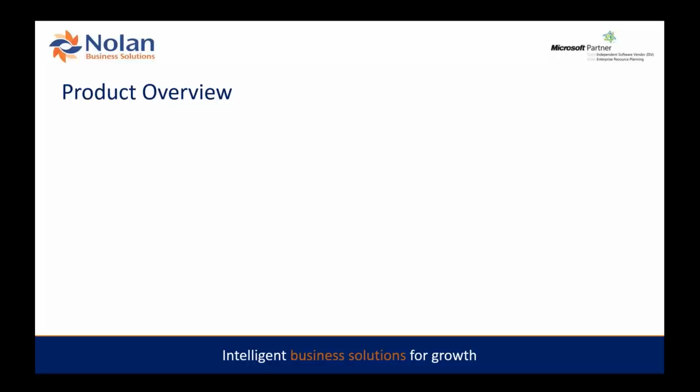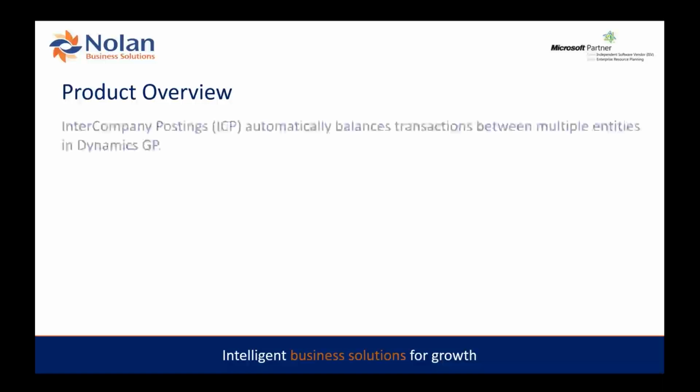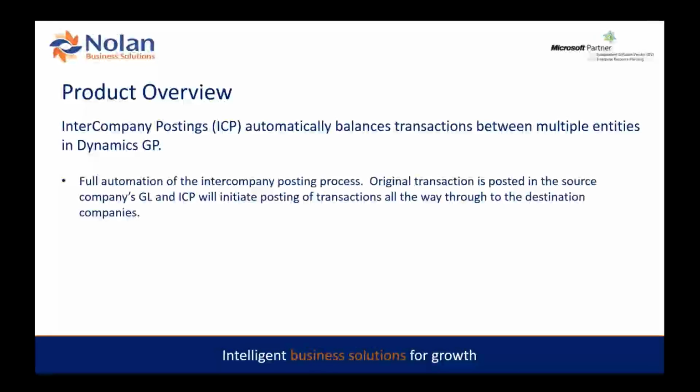Let's dive in and discuss features of our Intercompany Postings module in more detail. This module is a great fit for organizations that need to process transactions between multiple reporting entities. With Intercompany Postings, transactions can be recorded in one company's GL with automatic distribution to one or more destination companies, also allowing for your intercompany due-to-from accounts to always remain in balance.